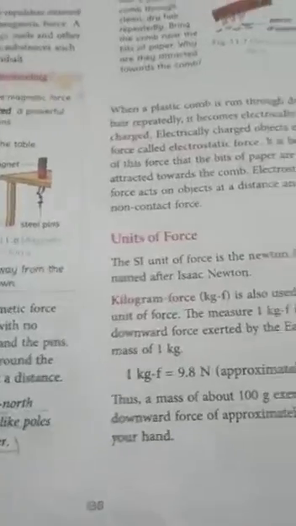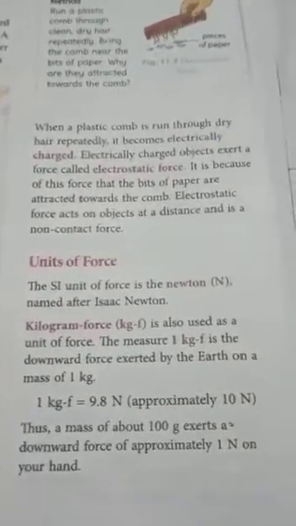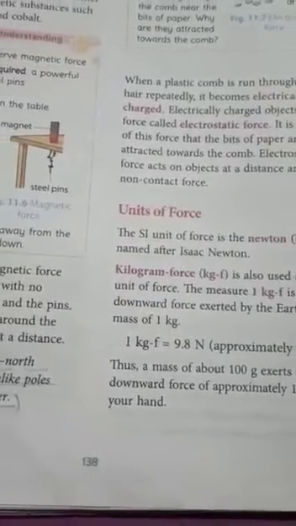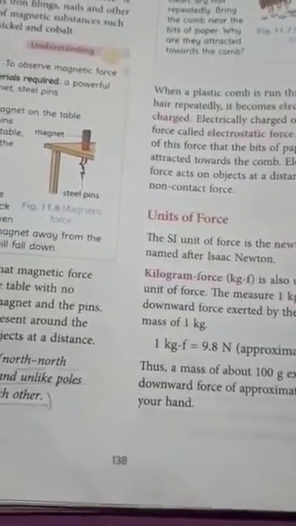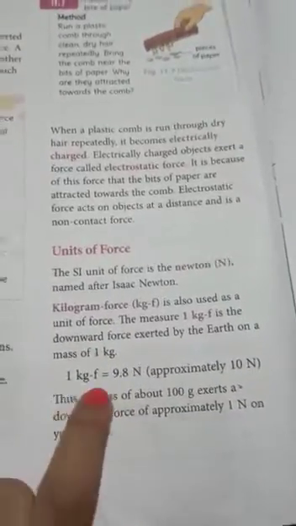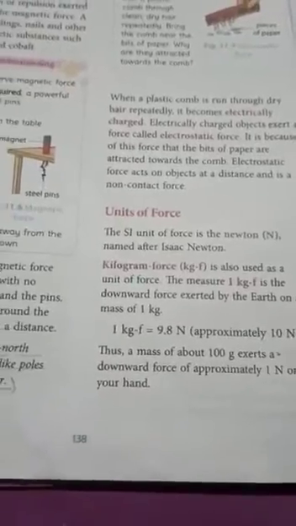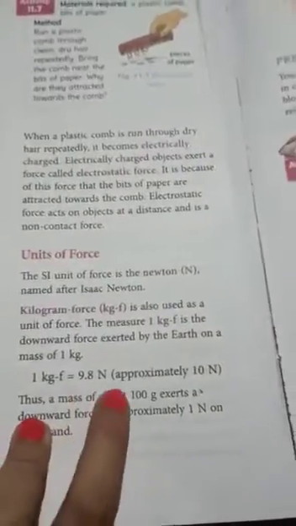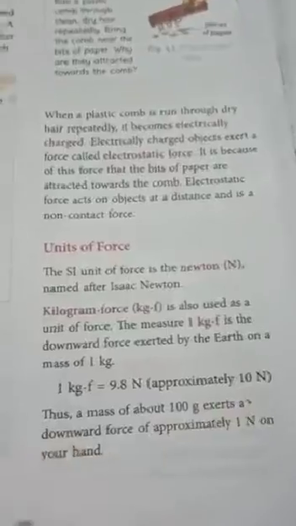Now comes the unit of force. The SI unit of force is Newton. And the non-SI unit of force is kilogram force. It is also used as a unit of force. 1 kgf is the force exerted on 1 kilogram of mass by a gravitational field of 1 standard gravity, and so is equal to 9.8 Newton or 10 Newton. So this was all about units of force.